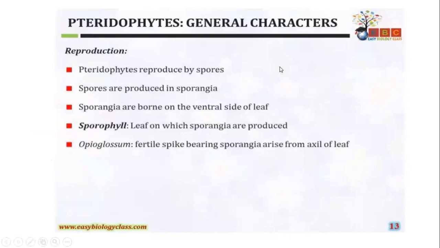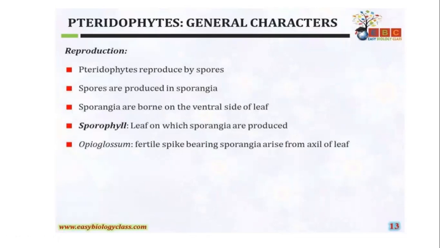Now, when we go for the reproduction study, as I told you, the dominant phase of the pteridophytic plant is a sporophyte. The spores are the structures which are formed or present inside the sporangium, which is developed on the plant body. Hence, the plant is called a sporophyte. So the pteridophytes majorly reproduce by the spores.